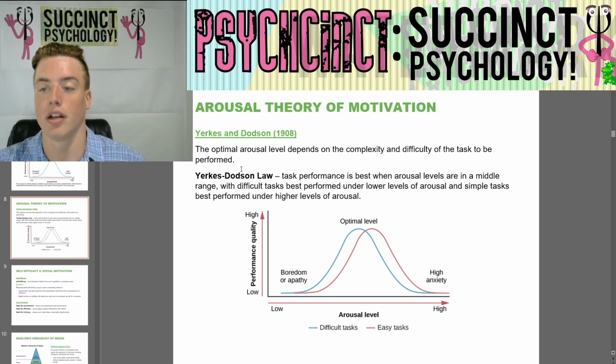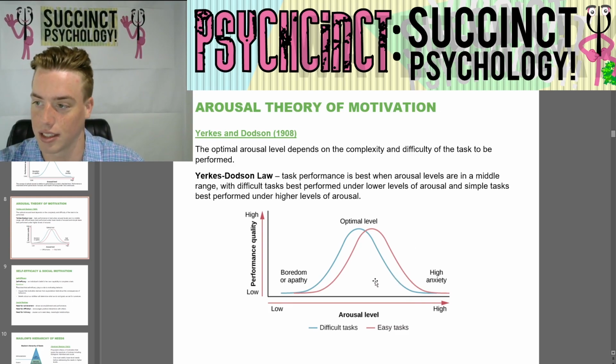So continuing on, Yerkes and Dodson, 1908, the optimal arousal level depends on the complexity and difficulty of the task to be performed. So the Yerkes-Dodson law says that task performance is best when arousal levels are in a middle range, with difficult tasks performed under lower levels of arousal and simple tasks being performed under higher levels of arousal. So here you can see the difficult tasks are performed under higher levels, easy tasks, yeah.